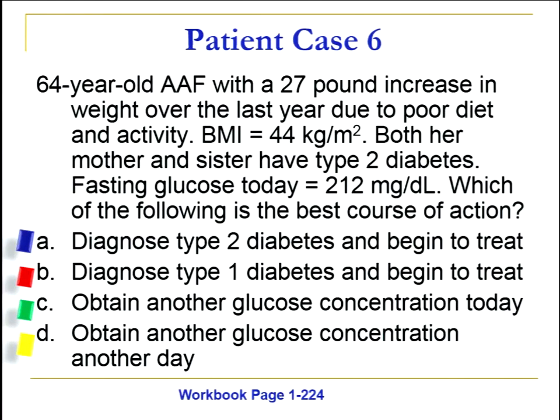So which of the following is the best course of action? Is it to diagnose type 2 diabetes and begin treatment today? Is it to diagnose type 1 diabetes and begin treatment? Obtain another glucose concentration today, or obtain another glucose concentration another day? Any takers in the high profile here? A lot of yellow out there, mostly yellow, good.